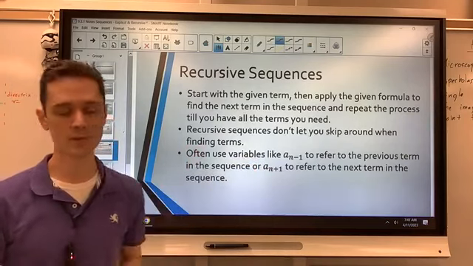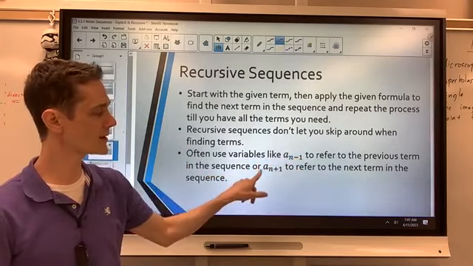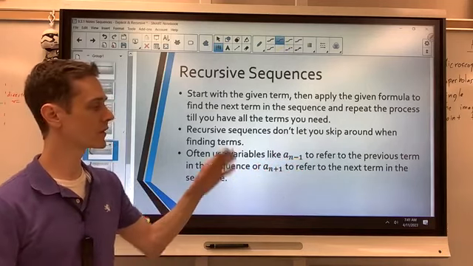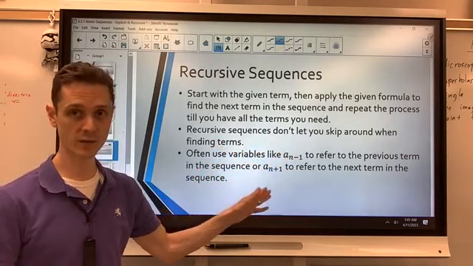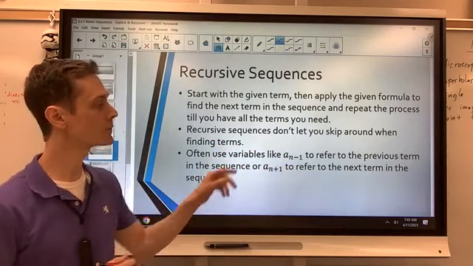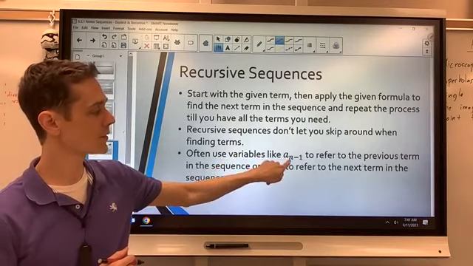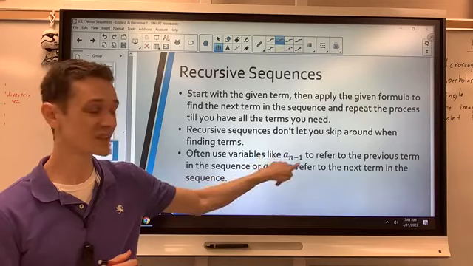Now, one of the things that comes up in recursive sequences, you'll often see an a sub n minus 1 or maybe an a sub n plus 1. These are ways of referring to either the previous term in the sequence or the next term in the sequence. So remember, I was showing you that like a sub 3 means the third term in the pattern. Well, if n is 3, what's happening here is if I'm plugging in n is 3, then I'm subtracting 1 from it. So this is referring back to the second term.